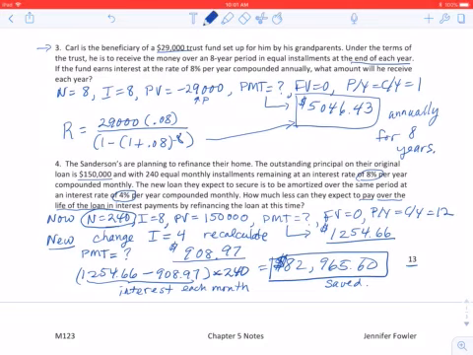Now, on your WebAssign, if you have any trouble with numbers like this working out, I recommend that instead of rounding to the nearest cent, take all your numbers out several decimal places, find the difference, and then multiply by your number of months, and that may make a difference.